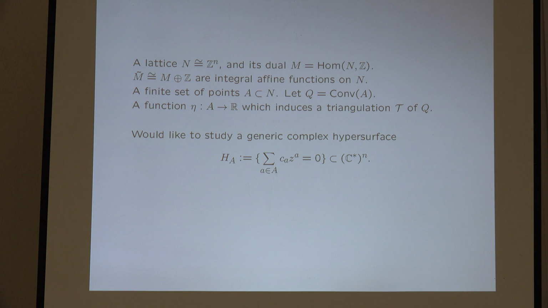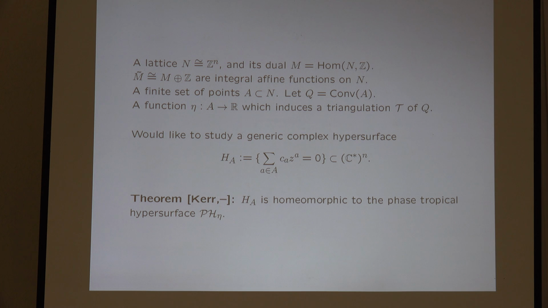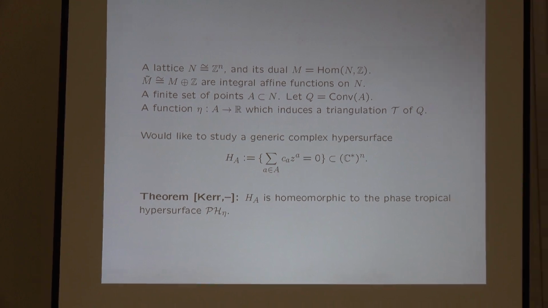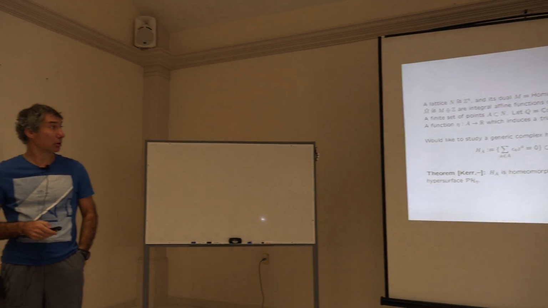So given such a set of monomials A, we could look at a generic complex affine hypersurface, where the c_a's are essentially any coefficients outside the discriminant. So we don't want any singularities, and it should also behave nicely at the boundary of the toric compactification. The thing we proved with Gabe Kerr is that this is actually homeomorphic to a phase tropical hypersurface. I didn't define the phase tropical hypersurface yet. I'm going to do it in the next slide.